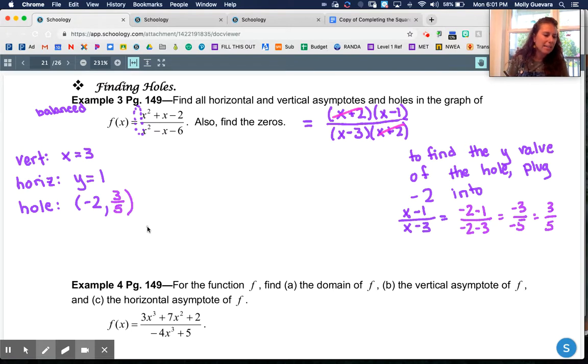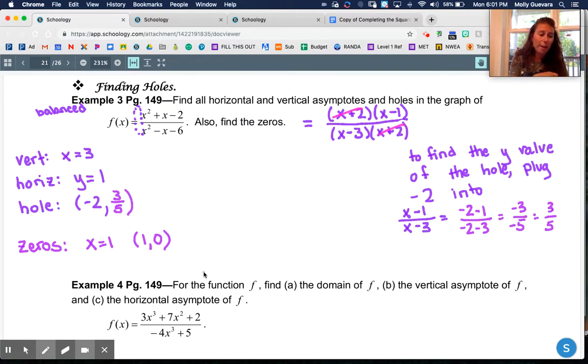And then the last thing is the zeros. Where does this graph cross the x-axis, right? And that is anything that's a 0 of the top, but not of the bottom. So the opposite, right? So here, the only thing I haven't used left is this x minus 1. So I have a 0 at x equals 1, or at 1, 0. This graph crosses the x-axis at 1, 0.